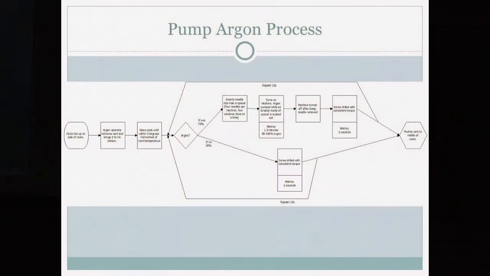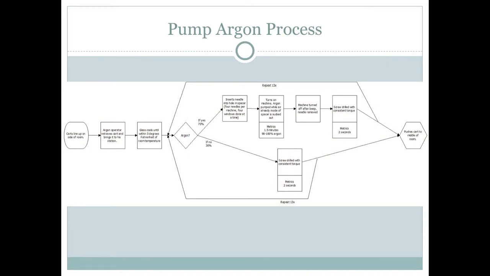Once the windows have cooled to within 5 degrees of room temperature, they are taken to an argon machine. If the window modules have a green sticker on the top, then the operator will know to inject these windows with argon. The operator will take a hose with a needle on the end and insert it into a hole in the tin spacer. The operator will then turn the machine on, which will fill the module with argon until the argon percentage has reached between 92 and 99%. Once this has occurred, the machine will turn off automatically.